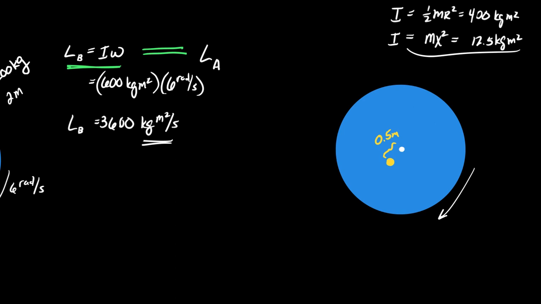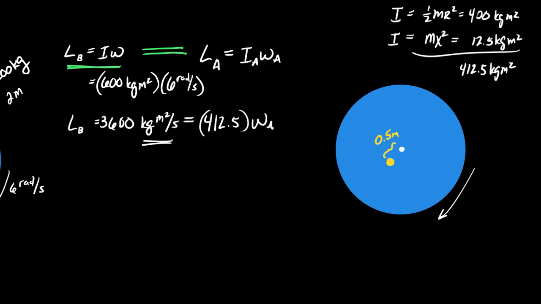For a grand total of 412.5 kilograms meters squared. Now again, this is important. The angular momentum doesn't change, but the moment of inertia changed. So we still have an angular momentum of 3,600 kilograms meters squared per second. But now the moment of inertia is 412.5.